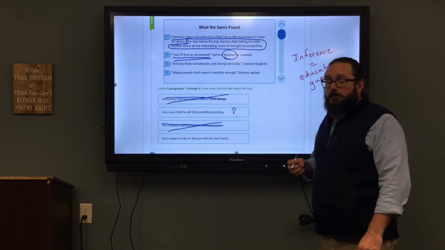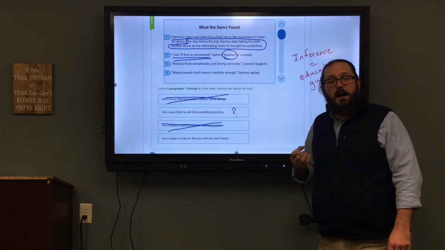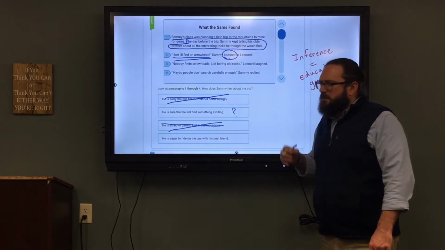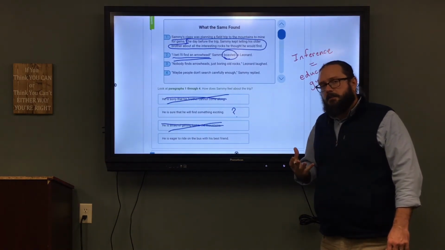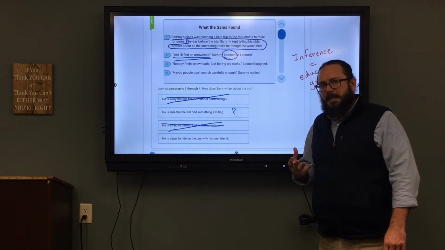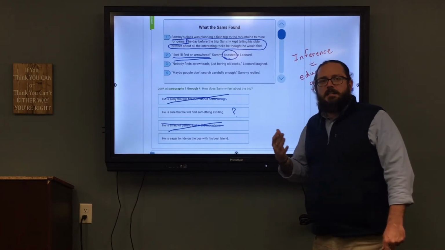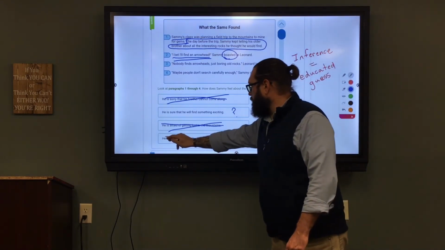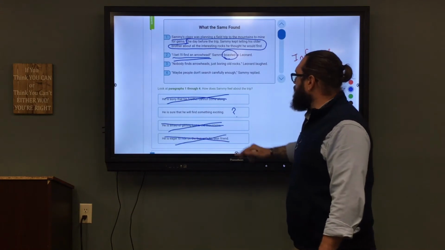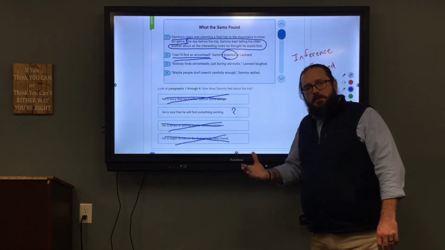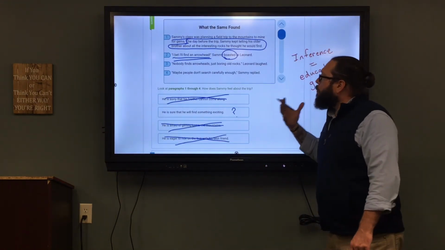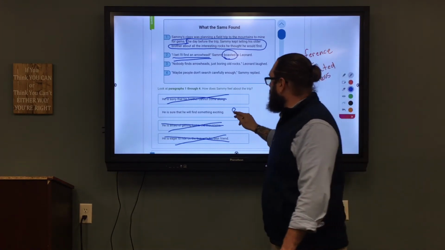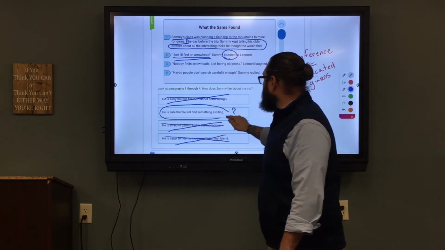Well, paragraph 2, finding an arrowhead, finding something exciting. Does it say anything about him riding the bus with his best friend? There aren't even any clues that would lead us to believe that that's going to take place. So we can rule this one out as well. So based on the information, we can make the inference that Sammy is sure that he will find something exciting.